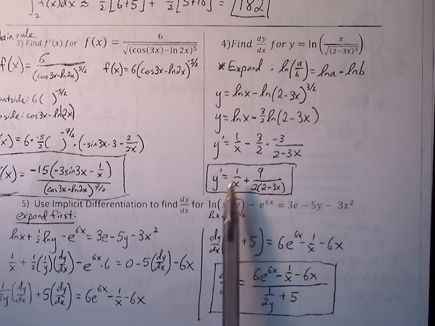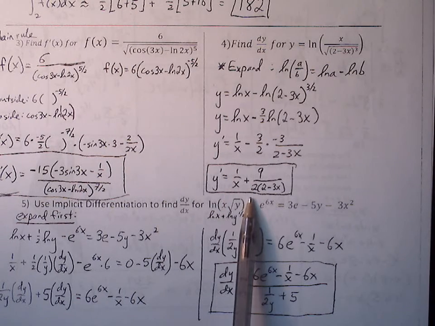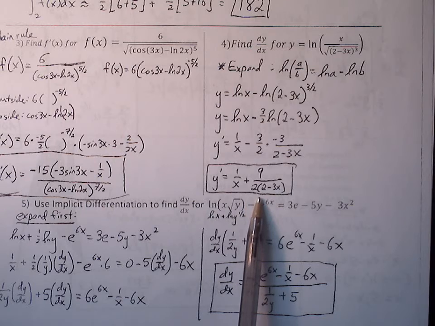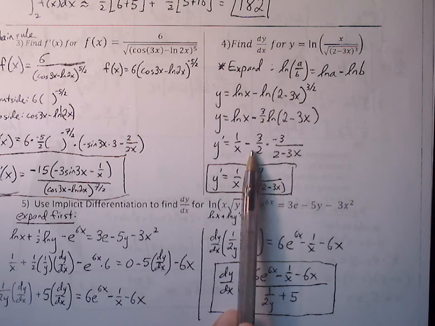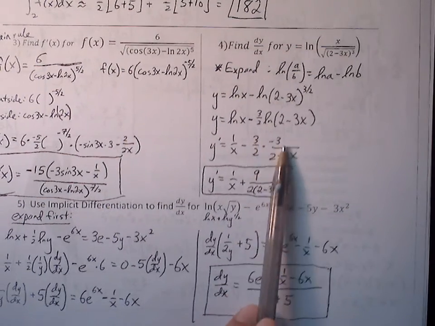Okay, so we clean this up. We get 1 over x plus 9 over 2 parentheses 2 minus 3x after we multiply and combine some of these terms together.